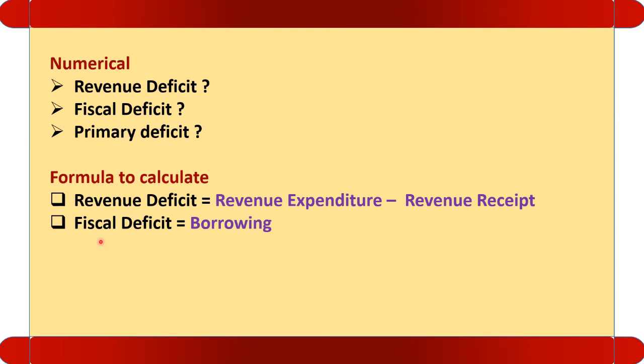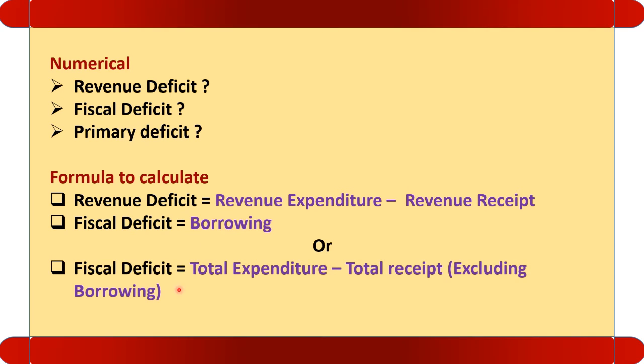The formula to calculate the fiscal deficit is borrowing, or total expenditure minus total receipt excluding borrowing. Fiscal deficit is always equal to borrowing because fiscal deficit shows the borrowing capacity of the government. The formula is total expenditure minus total receipt excluding borrowing.